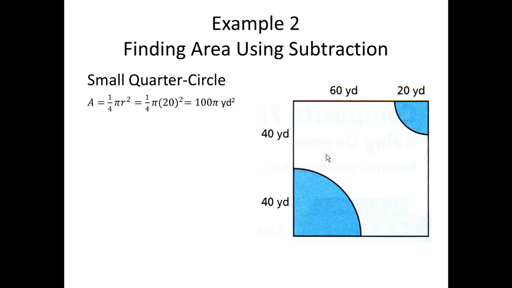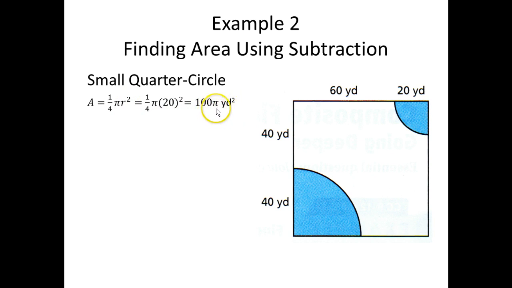Okay, if you remember, the area of any circle is pi r squared. But if I'm looking at the area of this small quarter circle, then I'm going to have to take 1/4 of the area formula of a circle, which is 1/4 times pi times the radius of the quarter circle squared. The radius of this circle here is 20 yards, so I substitute that in for the radius, and I end up getting 100 pi yards squared.